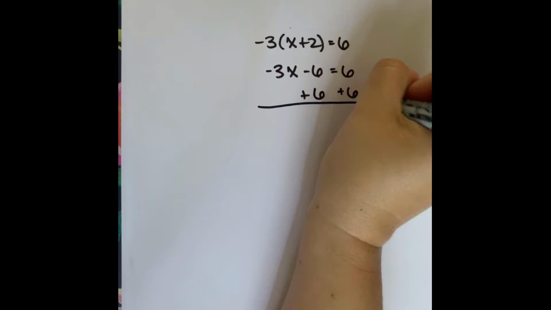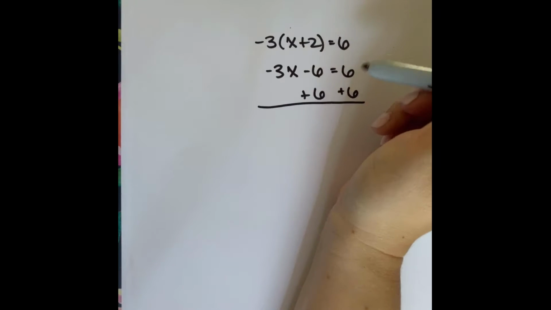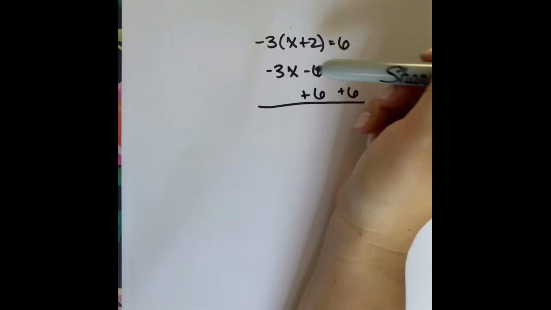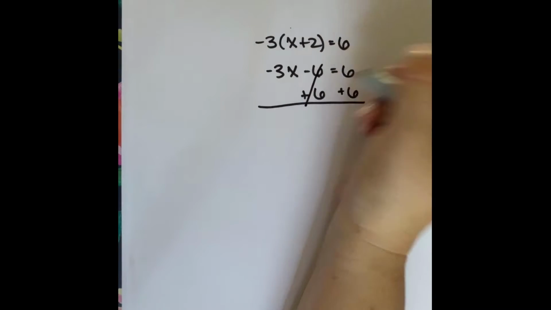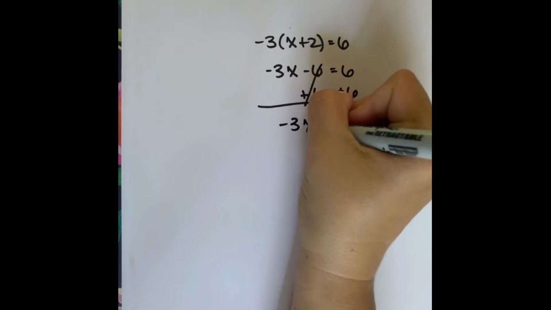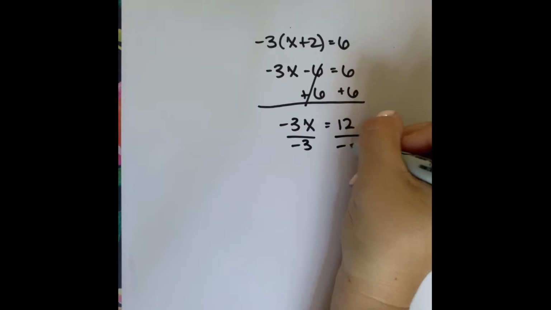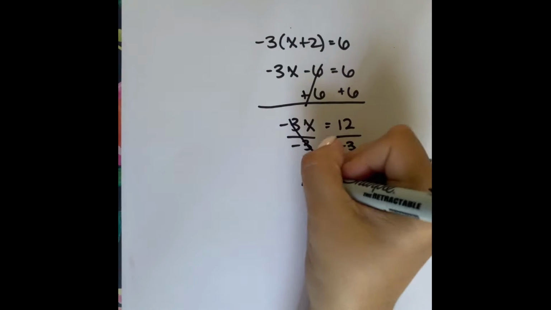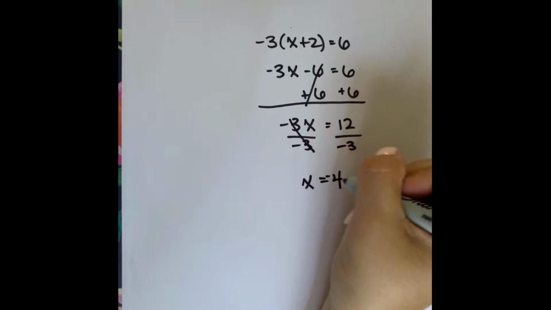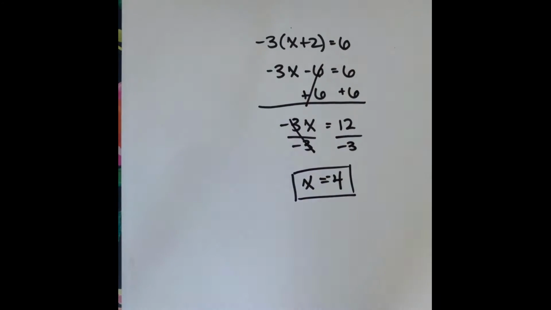I'm going to isolate the x by going the order of operations in the backwards direction. So I'm going to add 6 to both sides. Negative 3x is equal to 12. Divide each side by negative 3, and x is equal to negative 4.